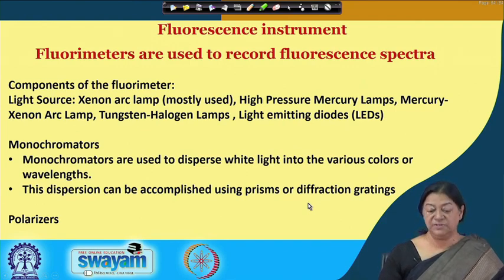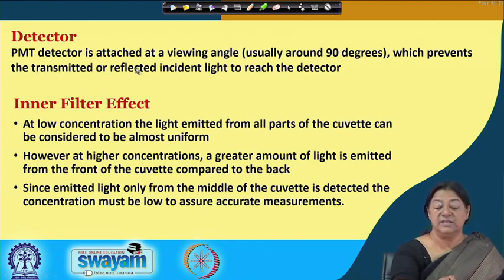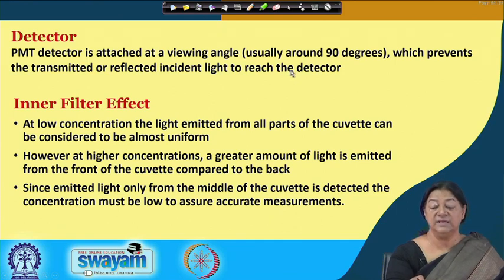Now, a specific instrument will also have a detector, a photomultiplier detector, that is attached at a specific viewing angle, that is around 90 degrees. And why is it at 90 degrees? Because it prevents the transmitted or the reflected incident light from reaching the detector.